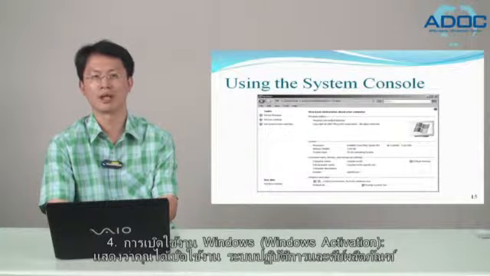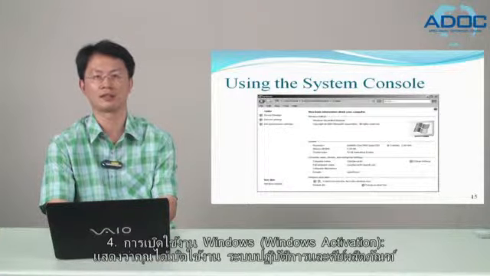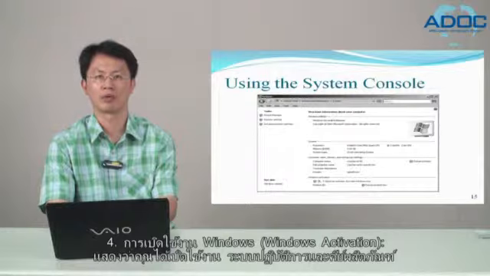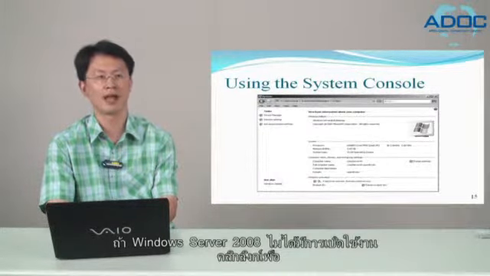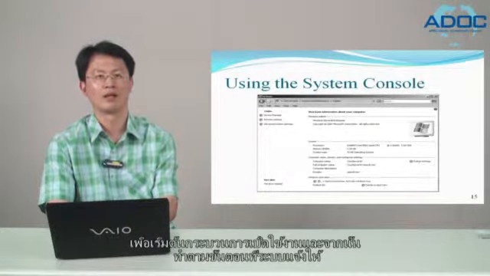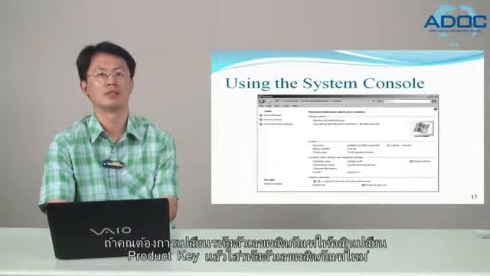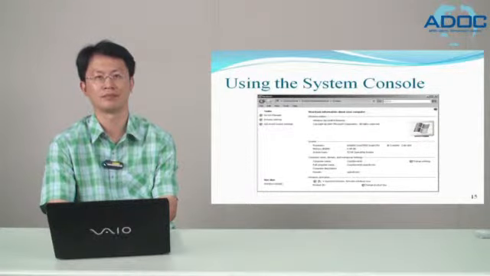Fourth, Windows Activation shows whether you have activated the operating system and the product key. If Windows Server 2008 isn't activated yet, click the link provided to start the activation process, and then follow the prompts. If you want to change the product key, click Change Product Key and then provide the new product key.